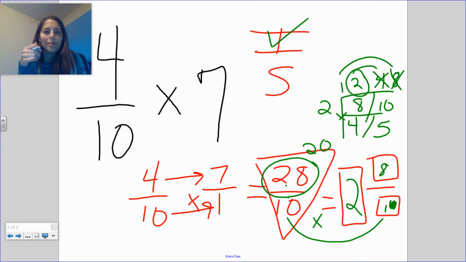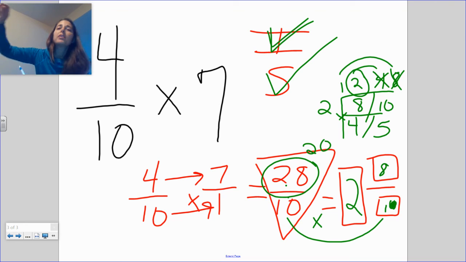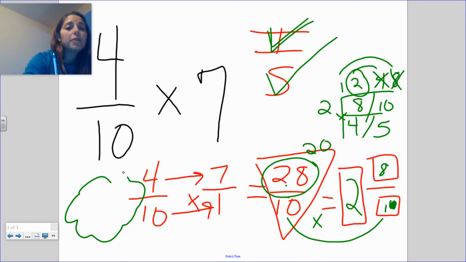Is my numerator a 1? No. Are my numerator and denominator 1 apart? 4, 5? Yes, they are. So I know that I was able to simplify 8 tenths to its simplest form of 4 fifths. So this is the hardest part. I have turned an improper fraction into a mixed number. Check. I put the fraction part in simplest form. Check. But if I'm going to tell Mrs. Phillips my final answer, it's got to be the whole shebang.